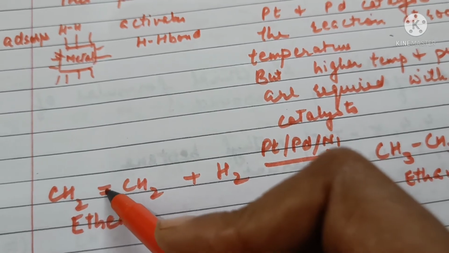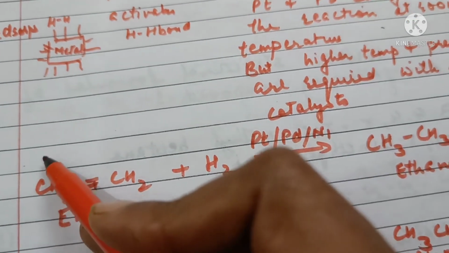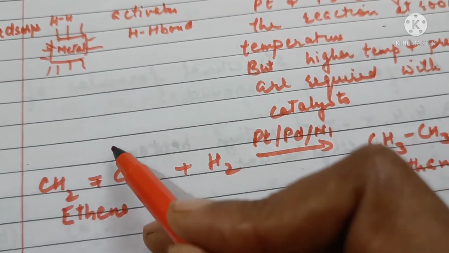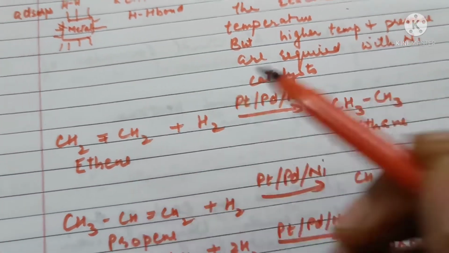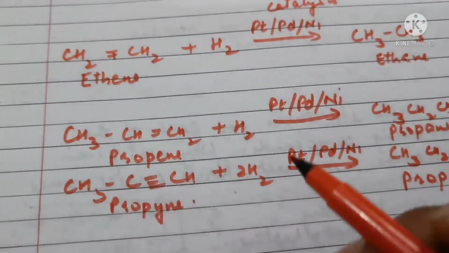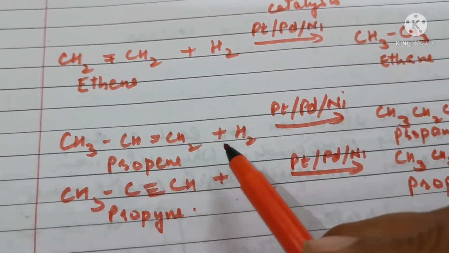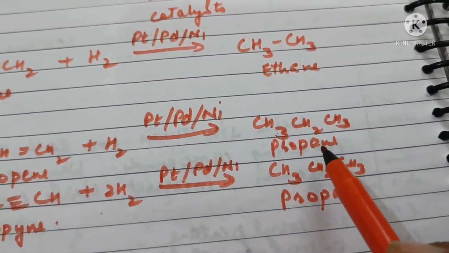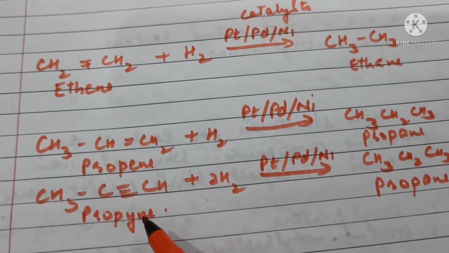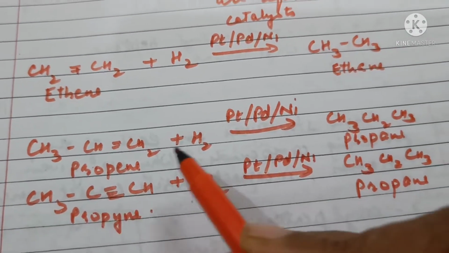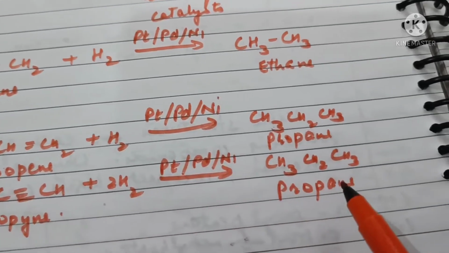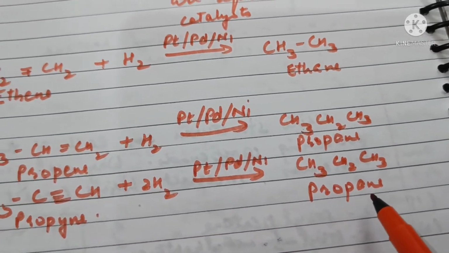A bond breaks from here, one hydrogen is added here and another to this carbon atom. So we get CH3, single bond CH3. Similarly, on addition to propene, we get propane. On addition to propyne, two hydrogen molecules are added, two bonds will break, to form propane.